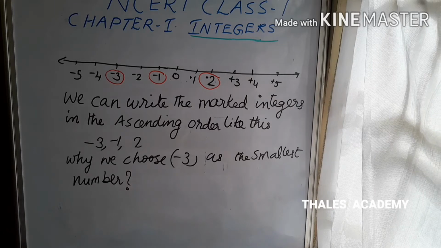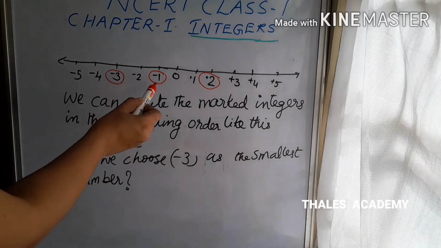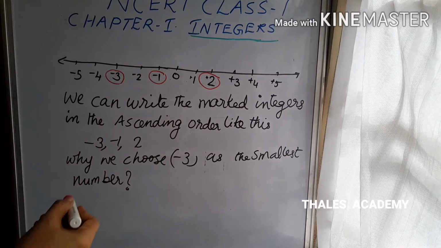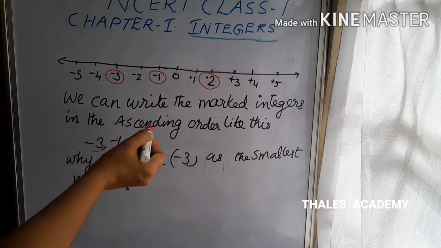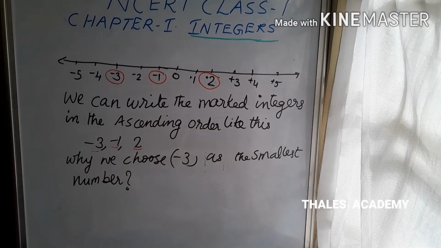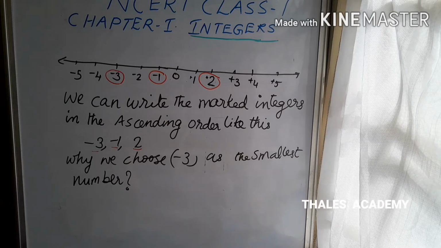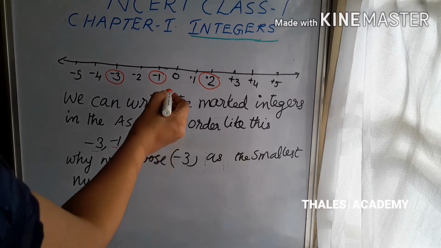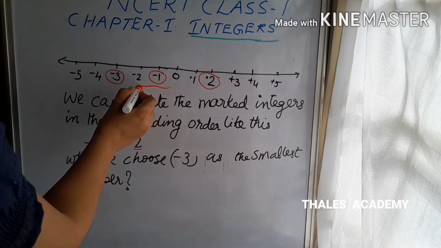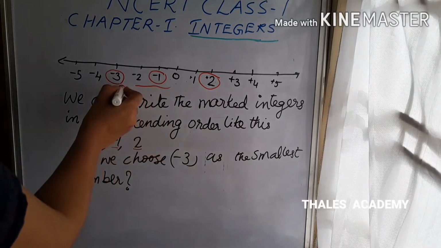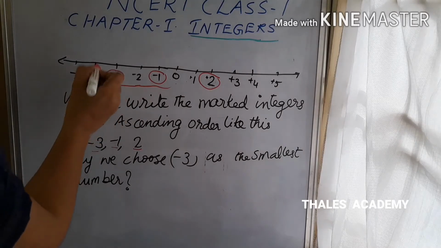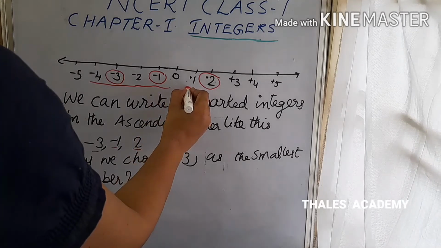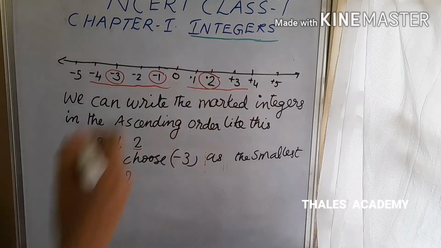In this number line, we marked some numbers, that is minus 3, minus 1 and 2. We can write the marked integers in ascending order like this: minus 3, minus 1 and 2. Why do we choose minus 3 as the smallest number? Because on a number line, moving left from 0 means the value is decreasing. If we move right from 0, the value increases.